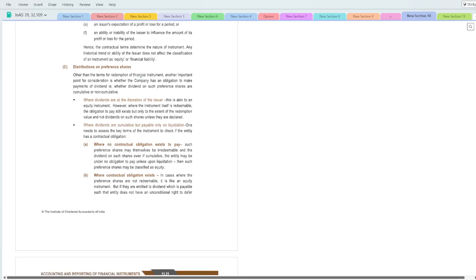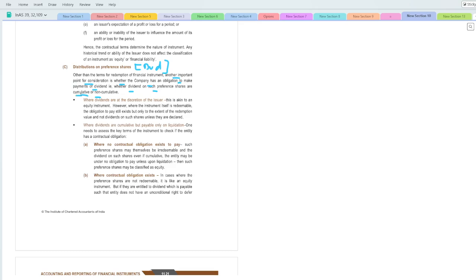Okay, so distribution on the preference shares. So other than the terms of the redemption of the financial instrument, now it is talking about the dividend one. वो अभी तक उसने प्रिंसिपल अमाउंट के बारे में बात किया ऊपर, और अभी डिस्ट्रीब्यूशन के बारे में बात करे, that is your dividend. ठीक है। So another important point for consideration is whether the company has an obligation to make the payment of the dividend, whether the dividend on such preference shares is cumulative or non-cumulative.